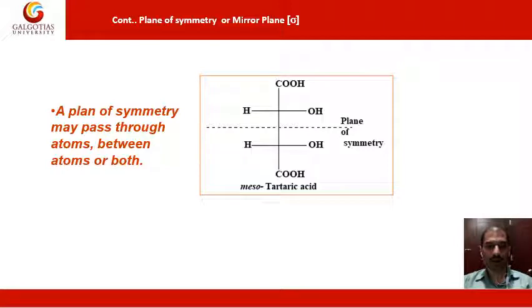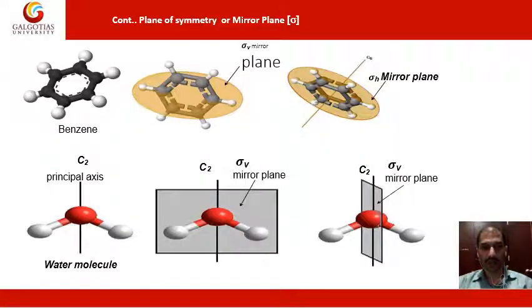Now a plane of symmetry may pass through atoms, between atoms, or both. Here you can see a plane is passed. By this way, the molecule is like tartaric acid. Once you superimpose this part, it will be an equal half of the whole molecule. Here the plane is passed horizontally. In case of the water molecule, a vertical plane can be passed here. In this molecule, a horizontal plane can be passed as a mirror plane this way. So this has sigma h and sigma v in case of the water molecule.